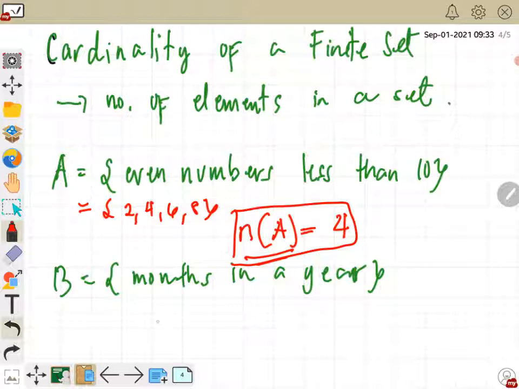So in B, we say the number of elements in set B is how many months are there in a year? We have 12. So there are 12 elements in set B. So that's January to December. So that's simply as that. So that's cardinality. When you say cardinality, we're talking about the number of elements in a particular set.